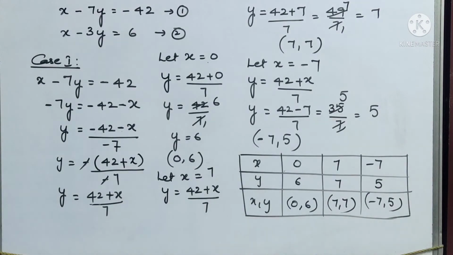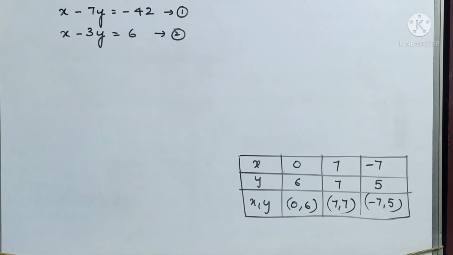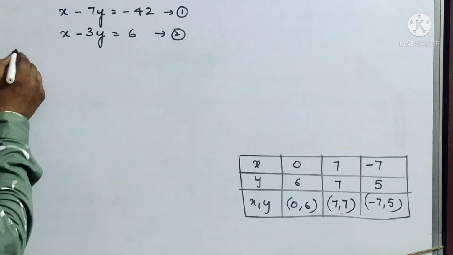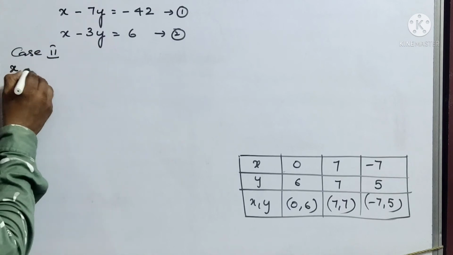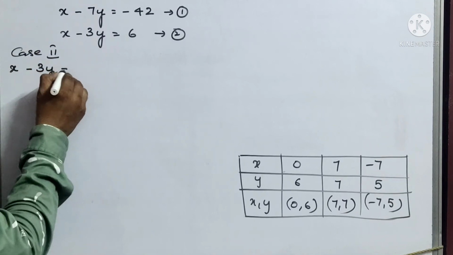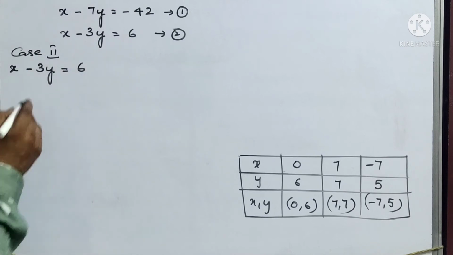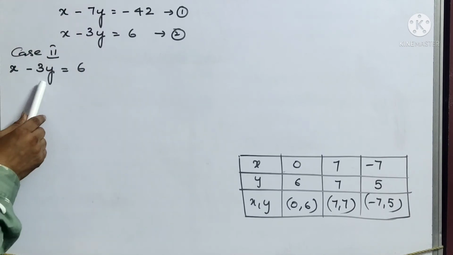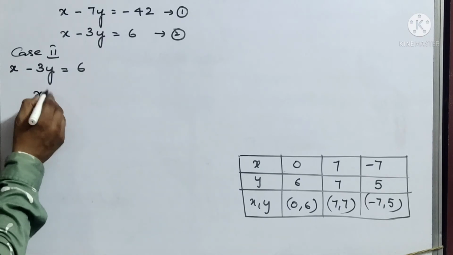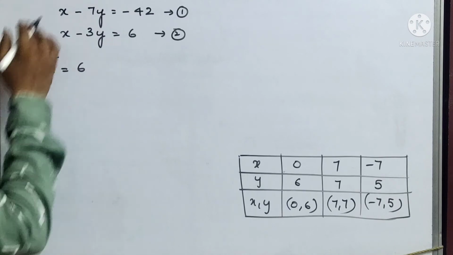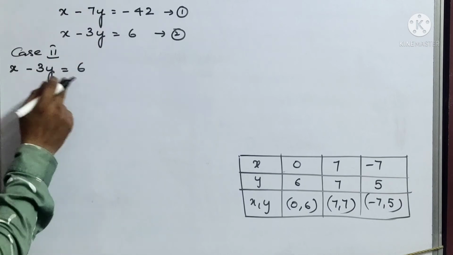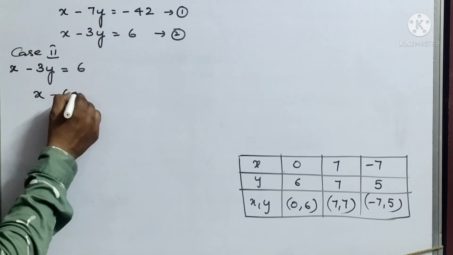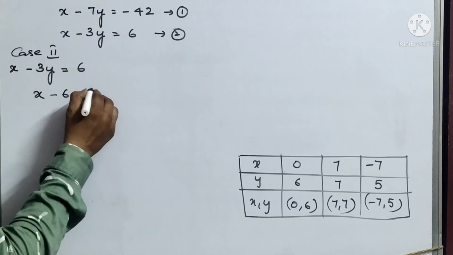Now we are going for case 2, that means the second equation. Case 2, that is the second equation: x minus 3y equals 6. Now see, always the y should be positive. So bring 6 this side and send minus 3y that side. So x minus 6 equals minus 3y, which will become plus 3y.